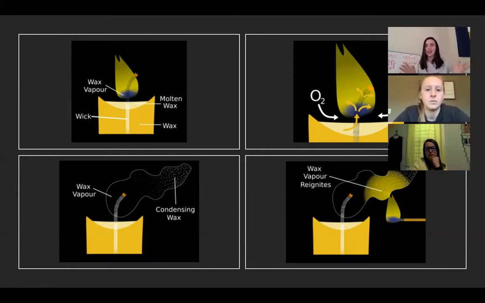So it's a very... lighting a candle is actually a whole bunch of chemical reaction processes, which I had no idea existed before. So that's what we're looking at.